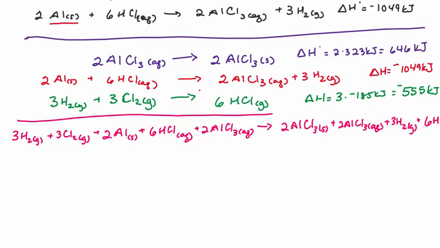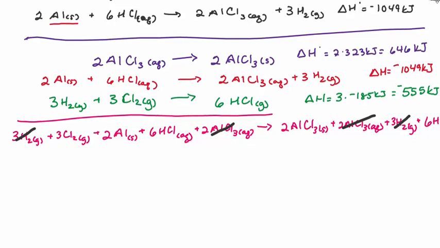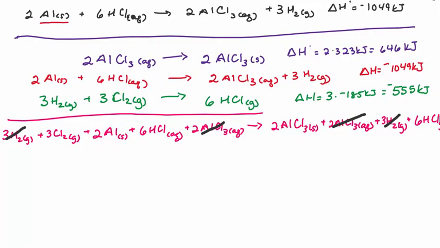So on my product side, I have 3 H2 gas. I have 3 H2 gas on my reactant side. I have 2 aluminum chloride aqueous on my reactant side and my product side, so I get to cross those out as well. I also have 6 moles of aqueous. Ooh, no, I don't. I have 6 moles of aqueous hydrochloric acid, but it's a gas on the product side. So it's a gas on the product side, and because it's a gas, I can't cancel it out. So this is what I'm left with at the moment.